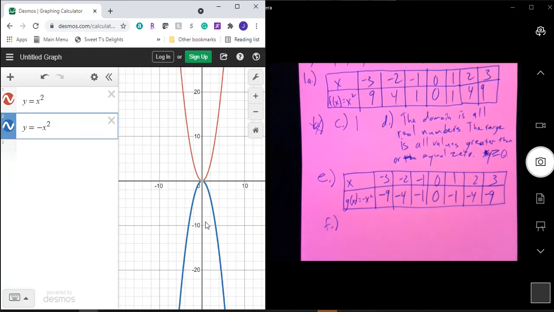Now what I like about this is it gives us a different color for the line, so we can see that they're basically the same. They're mirror images of each other. So that basically would take care of f.